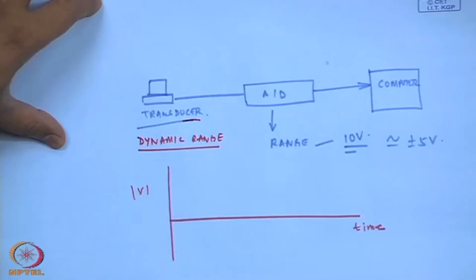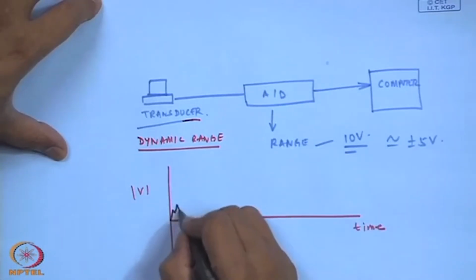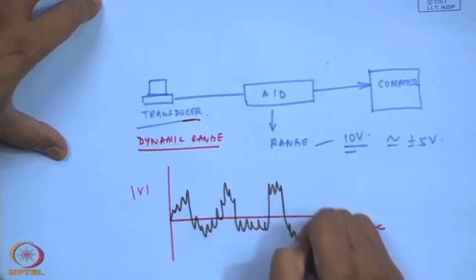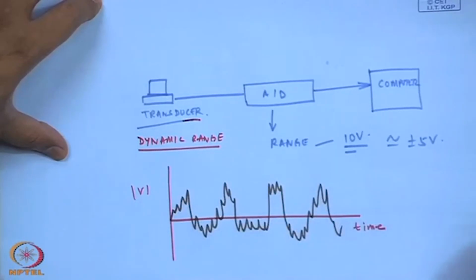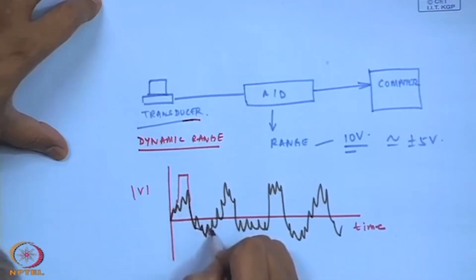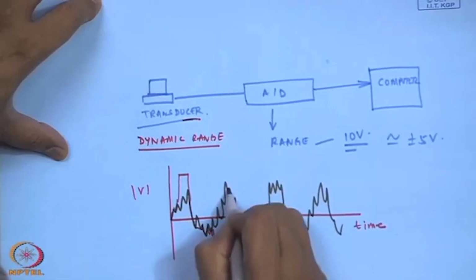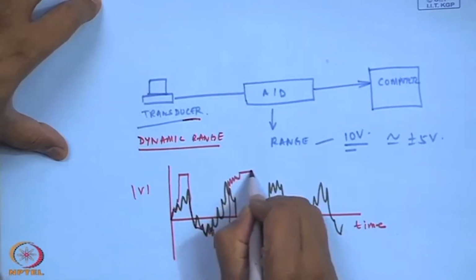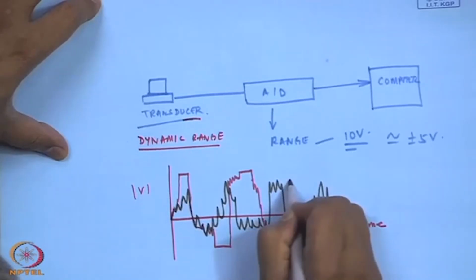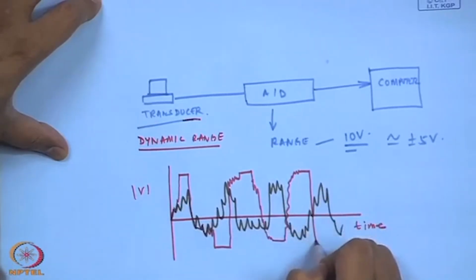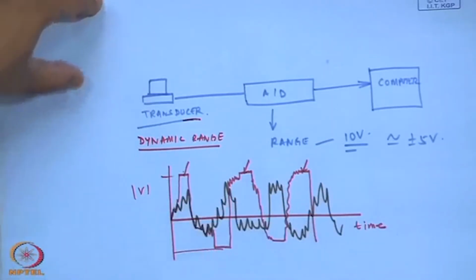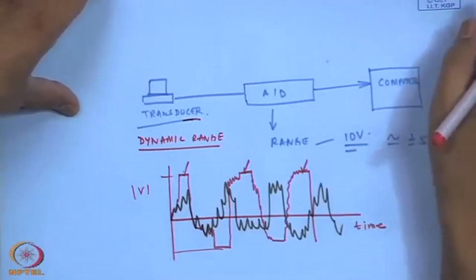oscilloscope. For example, my normal periodic stationary signal out of a machine could look something like this, but the truncated signal would look like this. So these are the limits. So, what happened? They look like chopped signals or truncated signals.